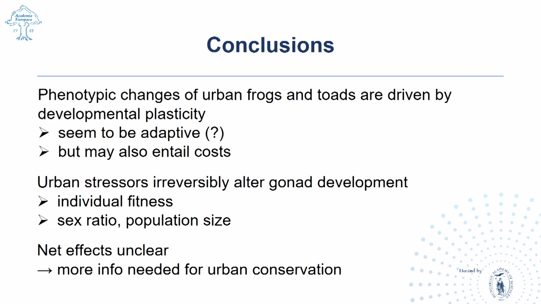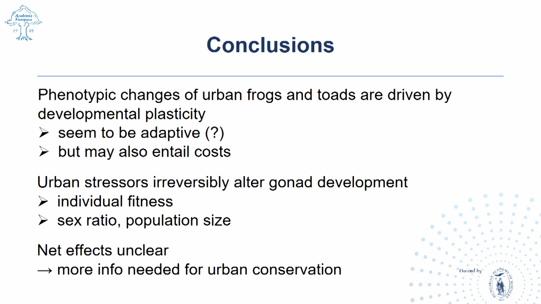So to very quickly sum it up, we found several phenotypic differences between urban and non-urban toads and frogs, which seem to be driven by developmental plasticity. They seem to be adaptive, well, we didn't test for that yet, but it seems that they could also have fitness costs, which definitely deserve more research attention in the future. And it also seems that not all of these phenotypic changes are adaptive in urban habitats.